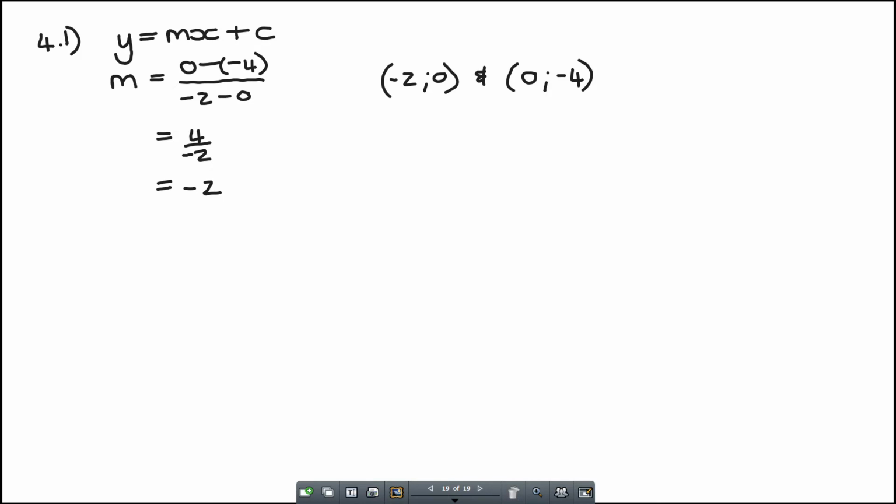Always go double check. Does that picture look like it's got a negative gradient? Okay. Ander alternatief.